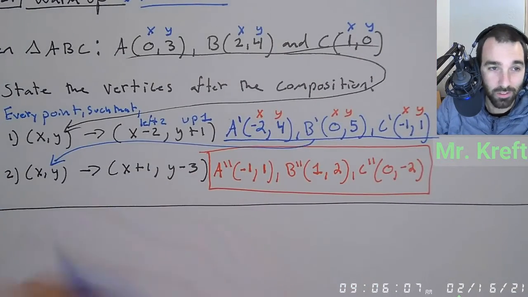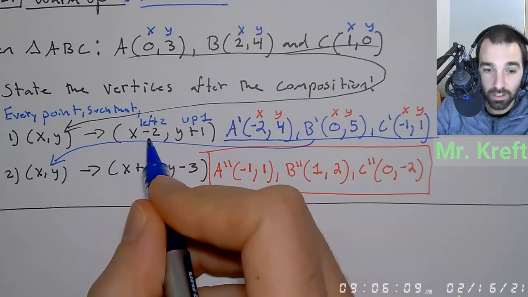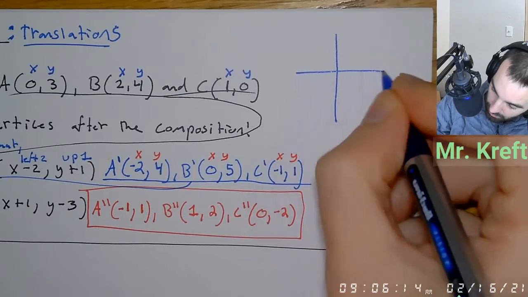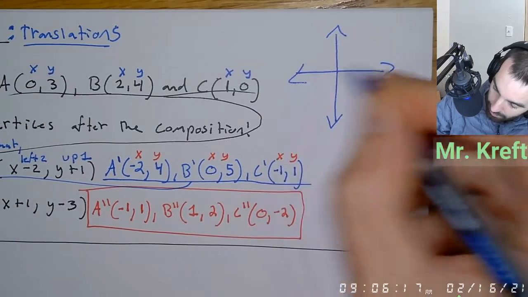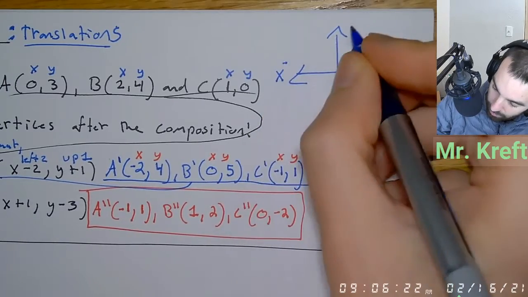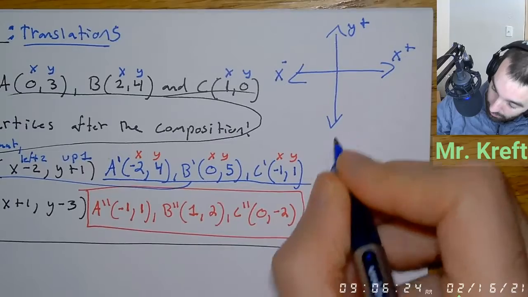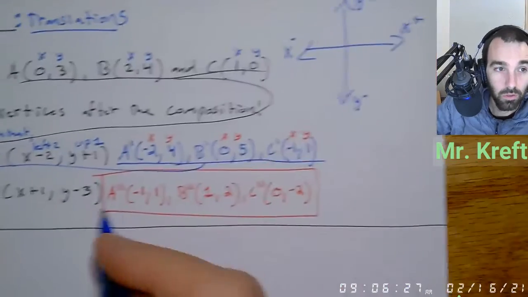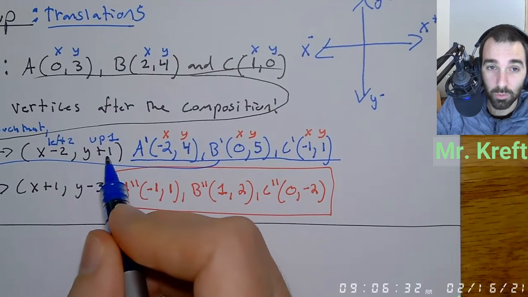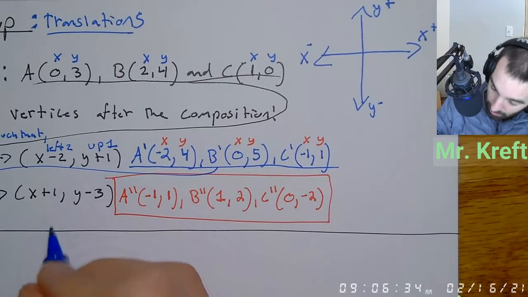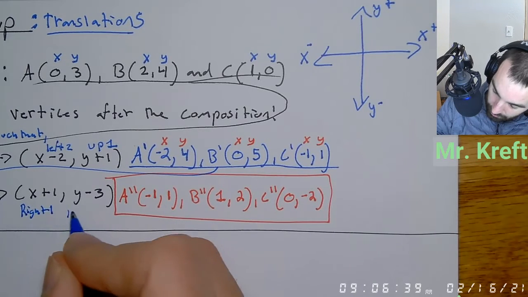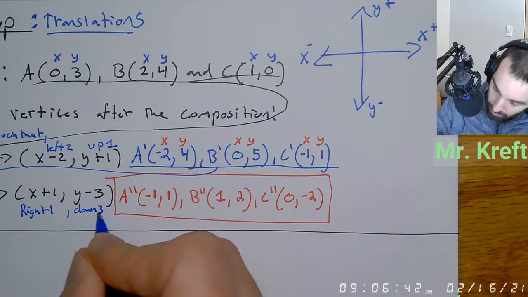Everything in black was given. That's just the problem. So when I have x minus 2, if you take a look at a graph, in a graph, x positive is to the right, x negative is to the left, y positive is up, and y negative is down. So if it says x minus 2, that means I'm going to the left 2. If it says y plus 1, that means I'm going up in the y direction. So if you take a look at this, this would be right 1, and this would be down 3.